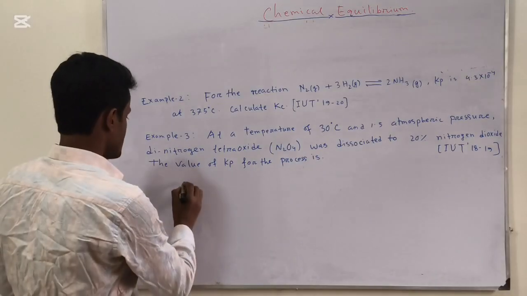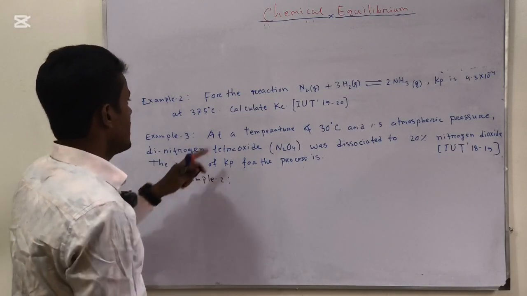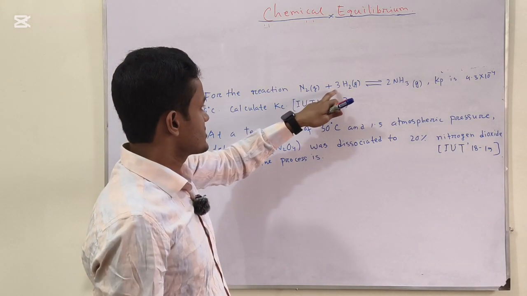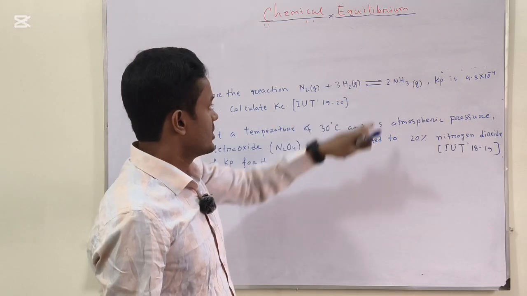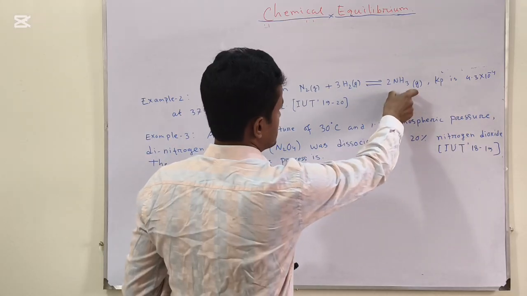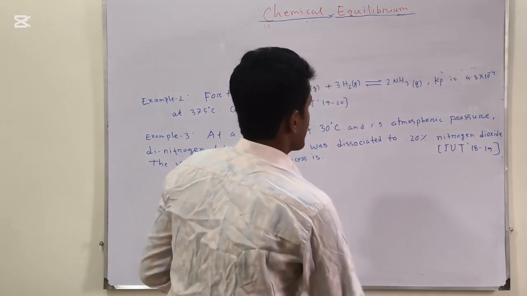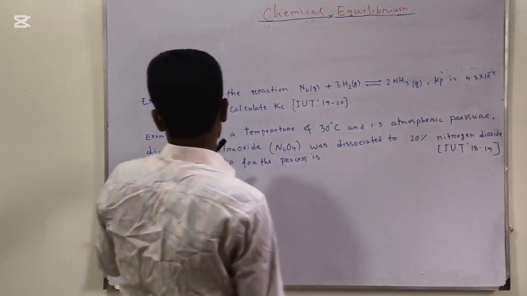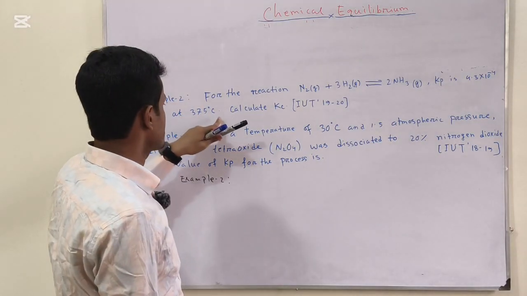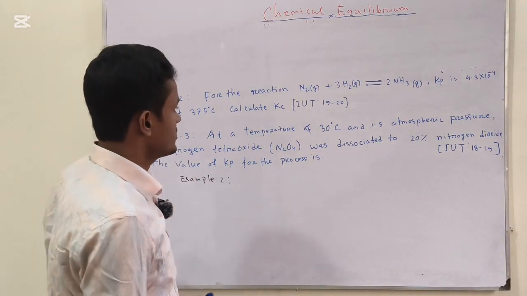Answer. Second example: for the reaction nitrogen gas plus 3 hydrogen gas producing 2 moles of ammonia gas, Kp is 4.3 times 10 to the power minus 4 at 375 degrees centigrade. Calculate Kc. So we can find out the value of Kc.